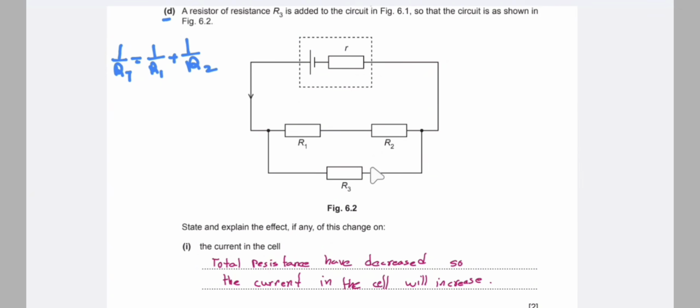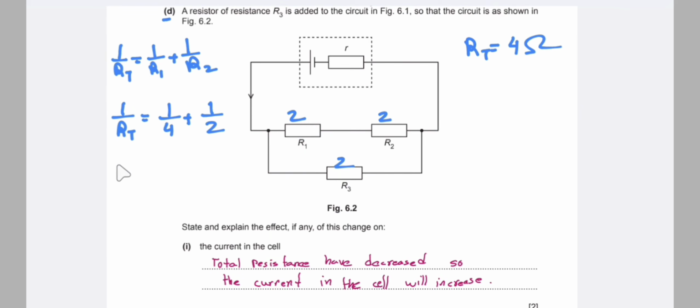Let's suppose all the resistors have a resistance of 2 ohm. Initially, when these two resistors are connected, the total resistance is 2 plus 2, that is 4 ohm. But now, since an additional resistor is added, what would be the total resistance? 1/R total is equal to 1/4 plus 1/2.